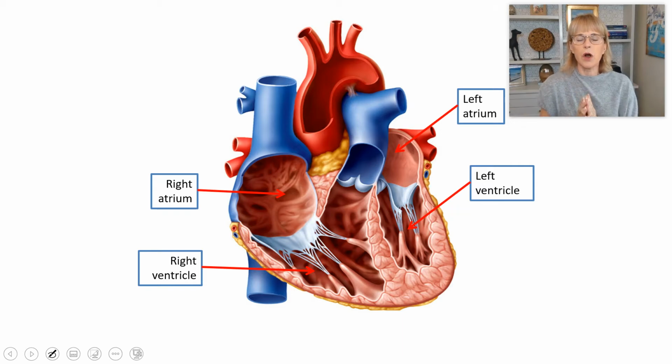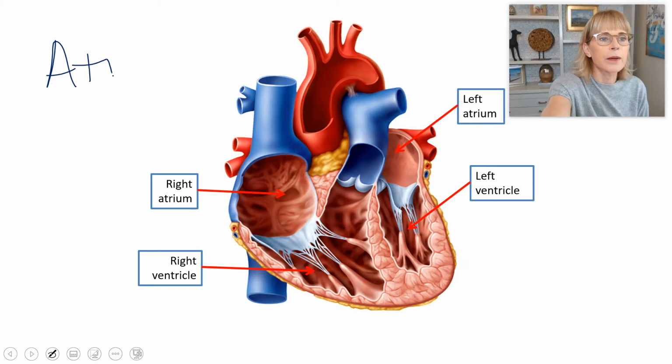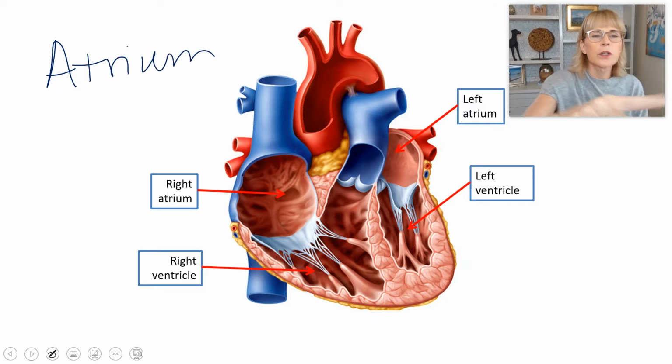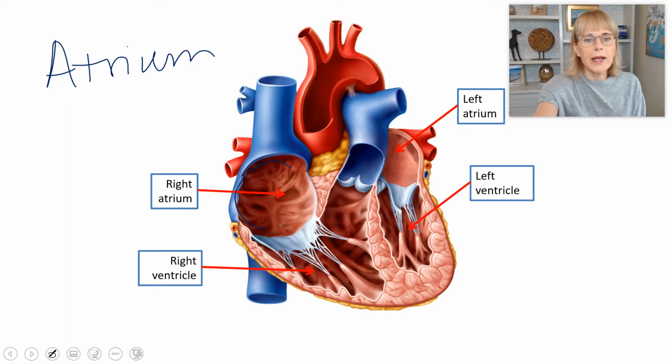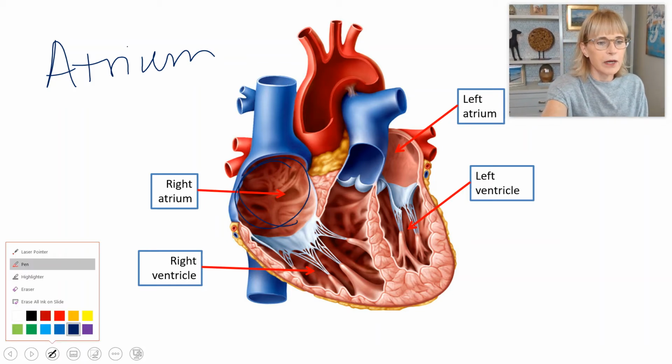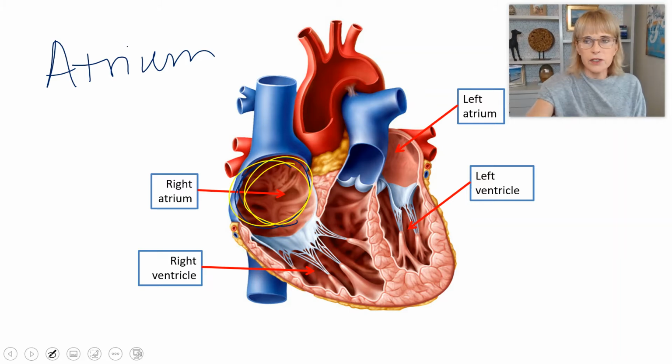The four chambers of the heart. The upper chambers, each one is called an atrium. Atrium is single, so the plural for them is atria. So the right atrium is on the right. The right atrium is on the right side of the heart.